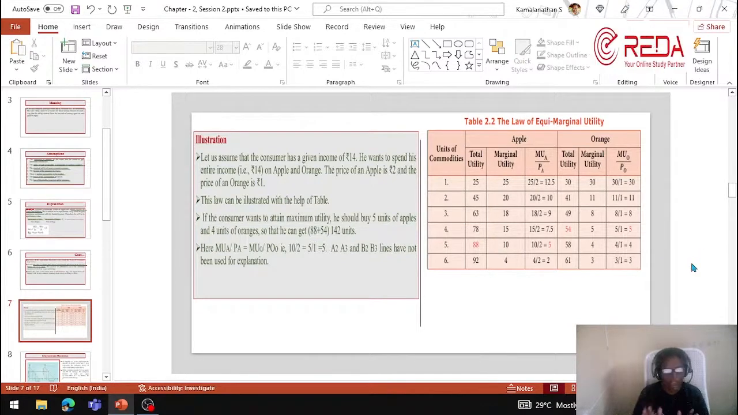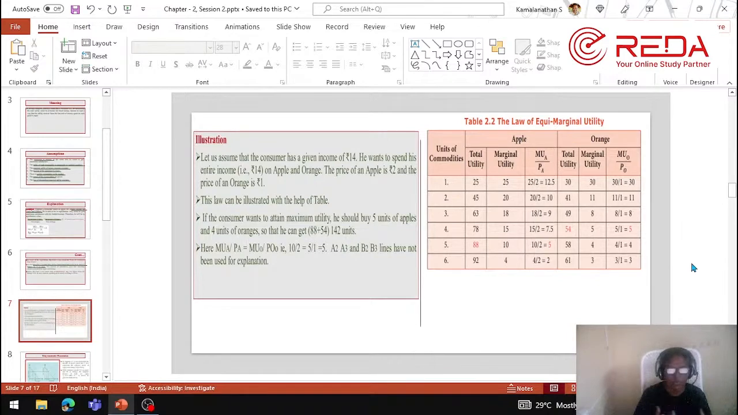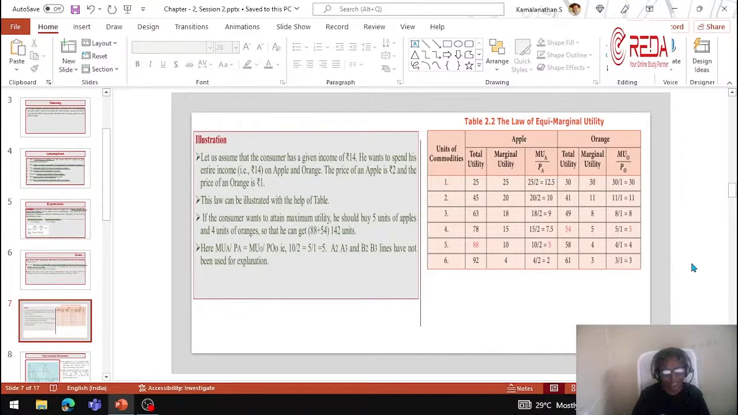Now, with this schedule of total utility and marginal utility of apple and orange, the most important thing we need to see from this tabular column is that the consumer has to decide, as you assume yourself as a consumer, whether you will be purchasing equal quantities of both commodities. It's not like that. You need to see how many apples you are purchasing and what satisfaction level you will be getting.